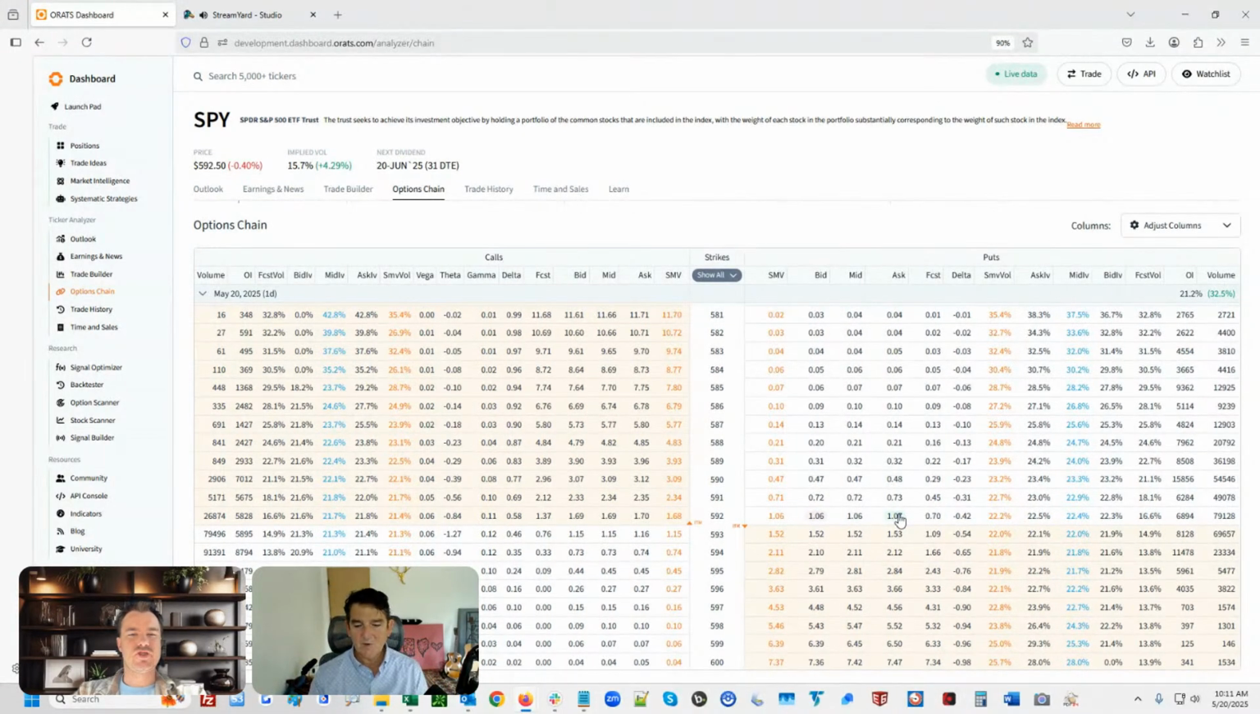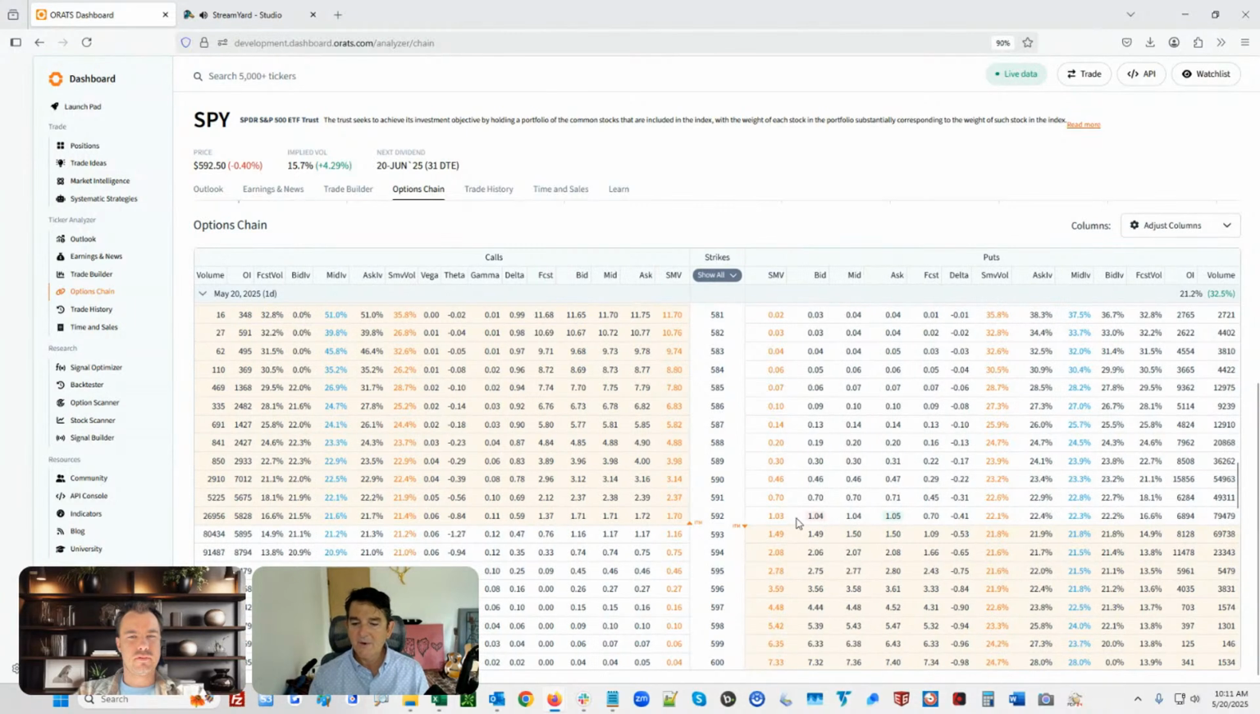Yeah, I mean, it looks like it's jumping around a lot too. It's jumping around, but it's staying. So we're more of a seller of this 592.